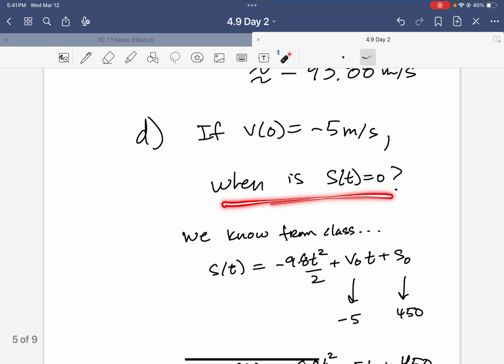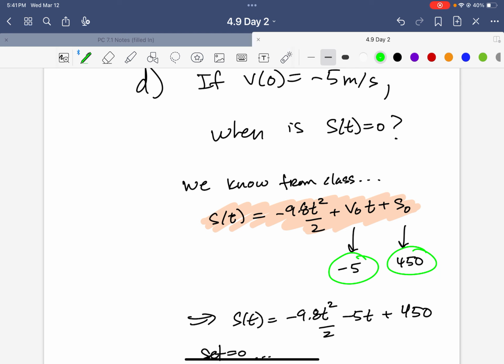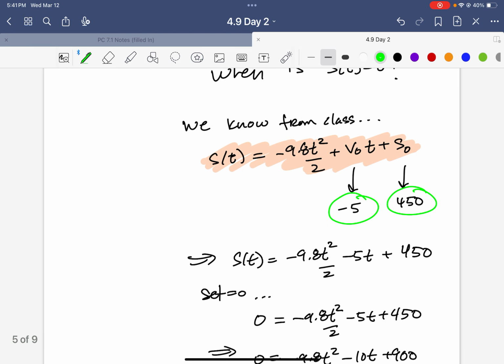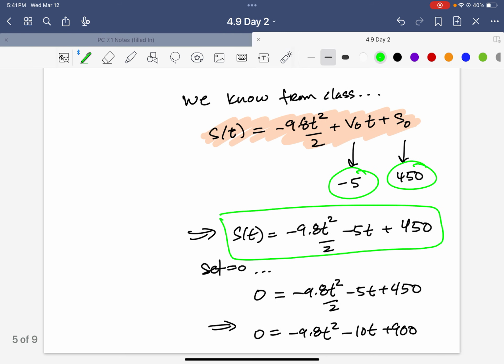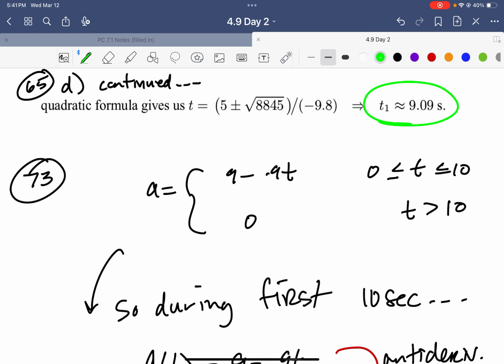Well, then it wants to know when it hits the ground. We know from class that this is our position function: negative 9.8 t squared over 2 plus v naught t plus s naught. Or we could have gotten that just by doing some antiderivatives. If this is v naught and this is s naught, we simply plug those in. That's our position function.